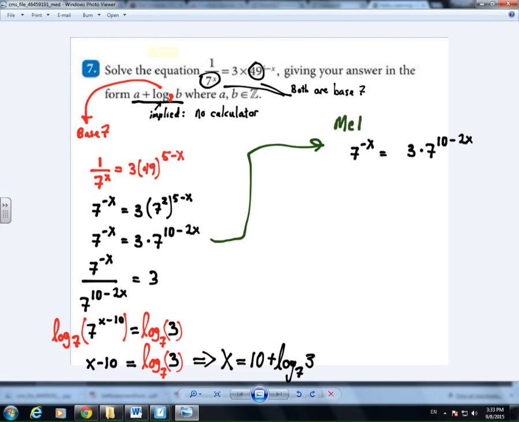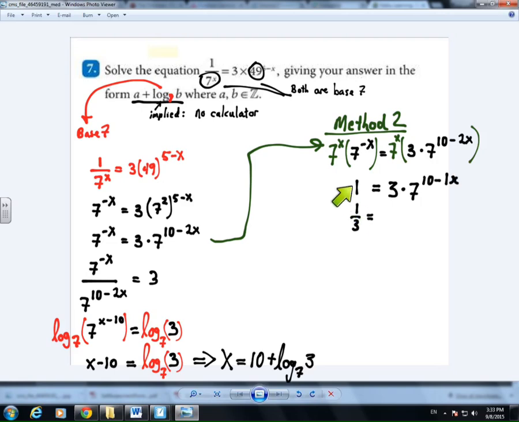This time, instead of dividing both sides by this guy, I'm going to multiply both sides by 7 to the x power. That produces a 1 on the left-hand side, and on the right-hand side, my exponent is increased by 1x. So I multiplied by 7 to the x power. That is, I increase the exponent here by 1x. And now I can divide both sides by 3. That's what I did here.